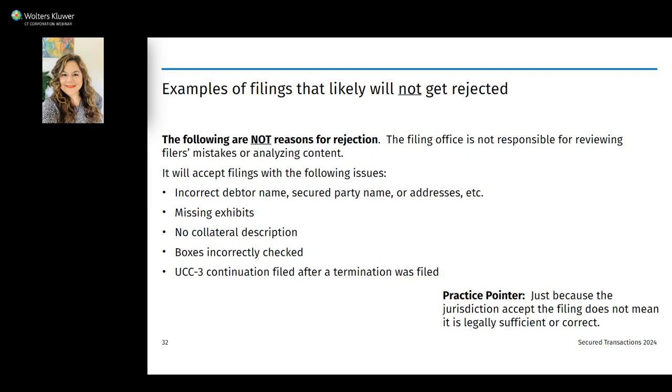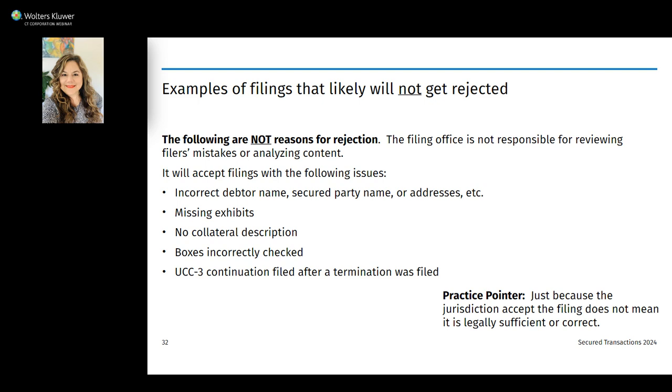Here's some examples where the jurisdiction will actually take your filing and probably not reject it, but it doesn't mean that it's going to hold up in court. And what are those reasons? Well, you may say, see Exhibit A attached hereto, and then you forget to attach the exhibit. That is a big, big problem because you have to have some kind of indication of the collateral. And we've seen cases where that has been litigated.